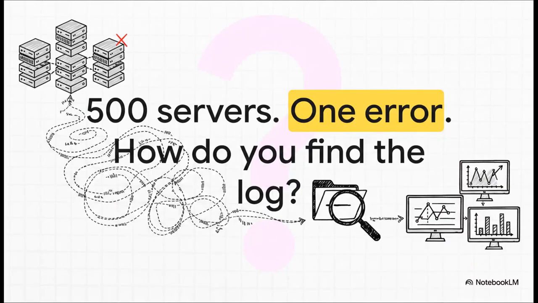Okay, so picture this. You're in charge of 500 servers. Everything's running smoothly, and then bam, a critical app goes down. You know the clue you need is buried in one single log file on one of those 500 servers, hidden among millions of other lines. Where do you even start? I mean, this isn't just a thought experiment. It's a total nightmare that ops teams live through every single day.